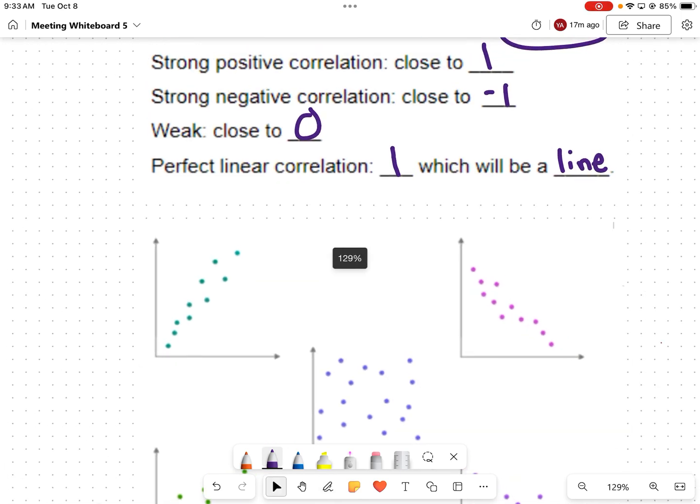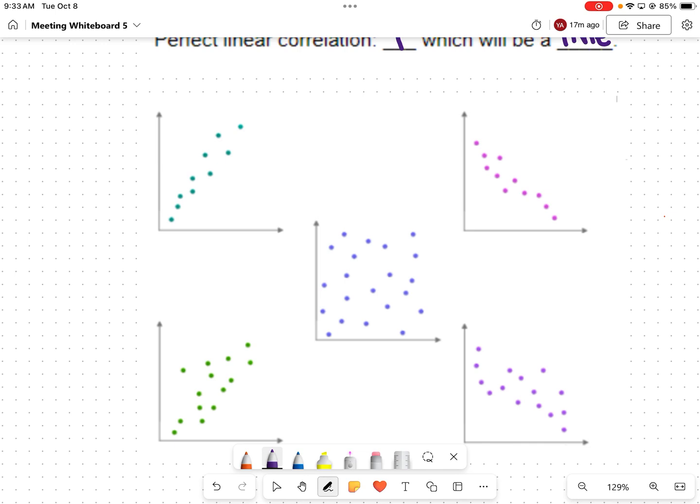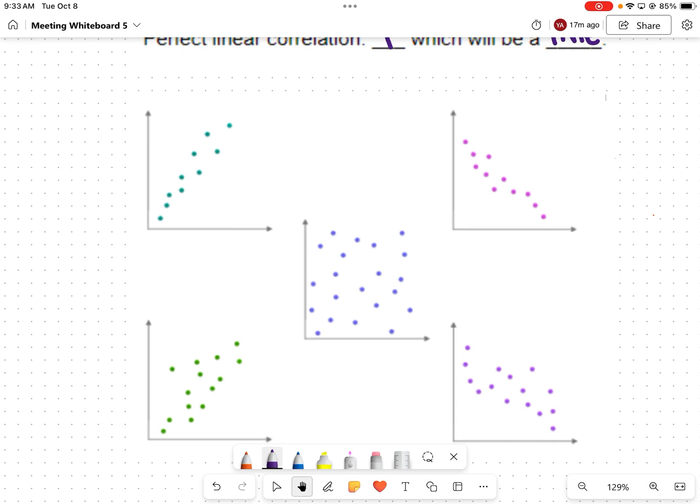Okay, so let's guess what these correlations are. Let's look at the first one. Is this going to be positive or negative? The green dots. It's going to be positive, and it's kind of strong. So we are going to write positive. And I would say the r value is approximately 0.9, and it's a positive r value.